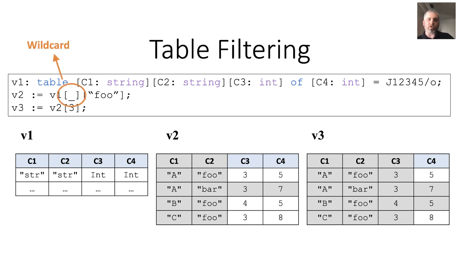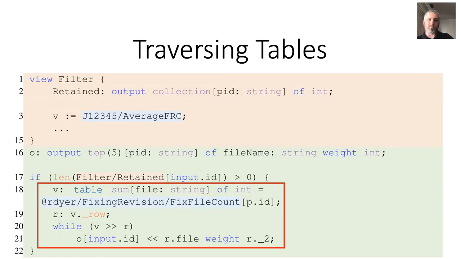Now, the underscore is essentially a wildcard. It just says, essentially, I want to drop that column. I don't care about it. So we're not really filtering in that sense. We're just simply making the table a little bit smaller. We're creating what we call a subtable at that point.